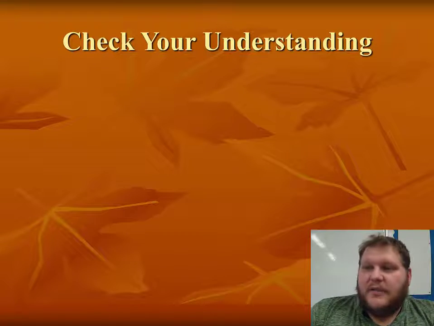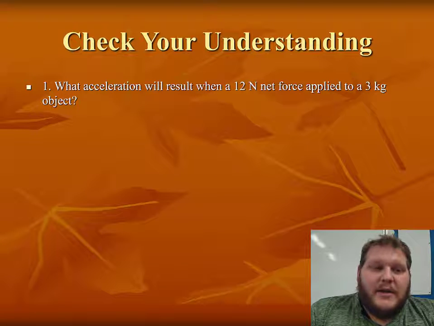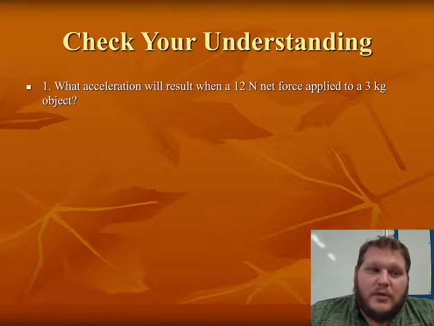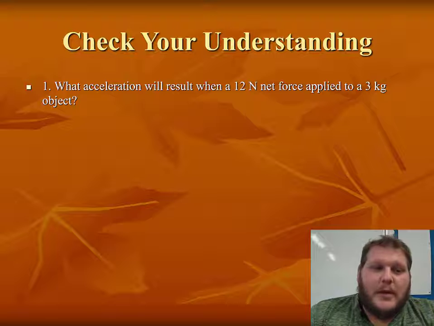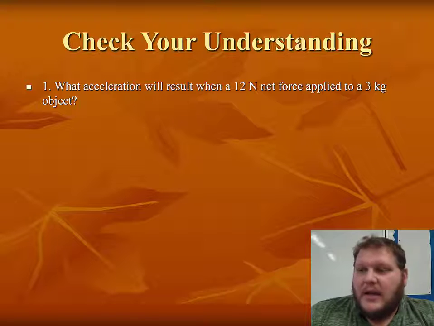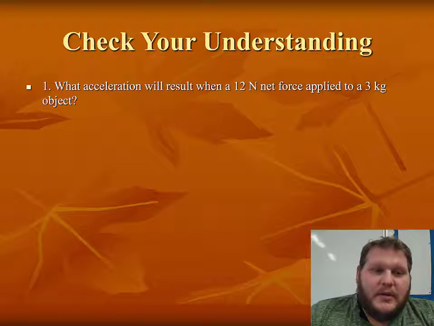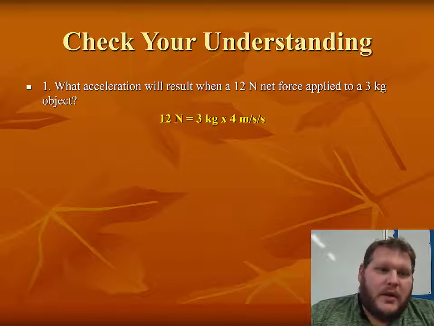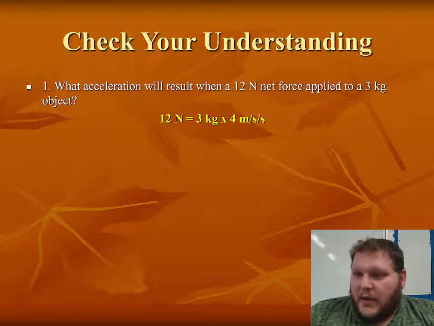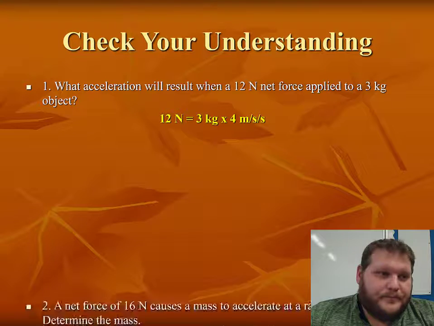All right, so a little check for understanding. If we're going to do a couple example problems here, what acceleration will result in a 12 Newton net force applied to a 3 kilogram object? Again, we're going to set up our formula. Force is mass times acceleration, so 12 equals 3 times a. So we could work backwards to figure out that 4 meters per second squared would be our acceleration.